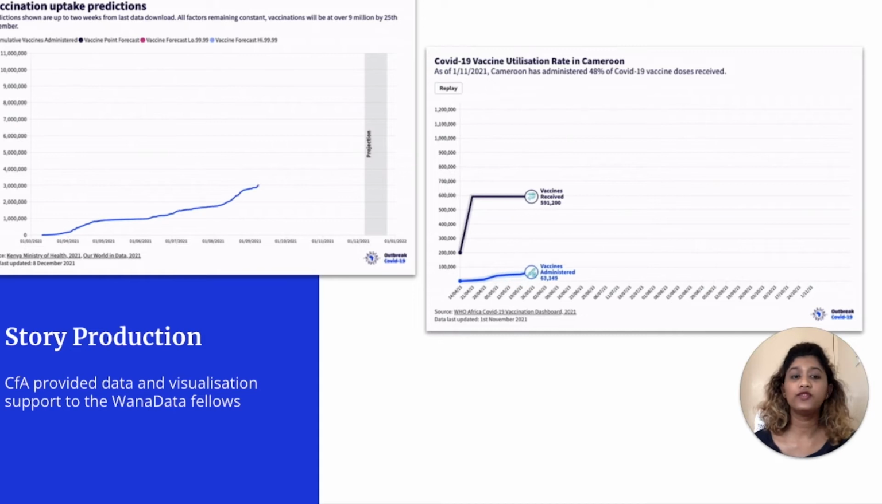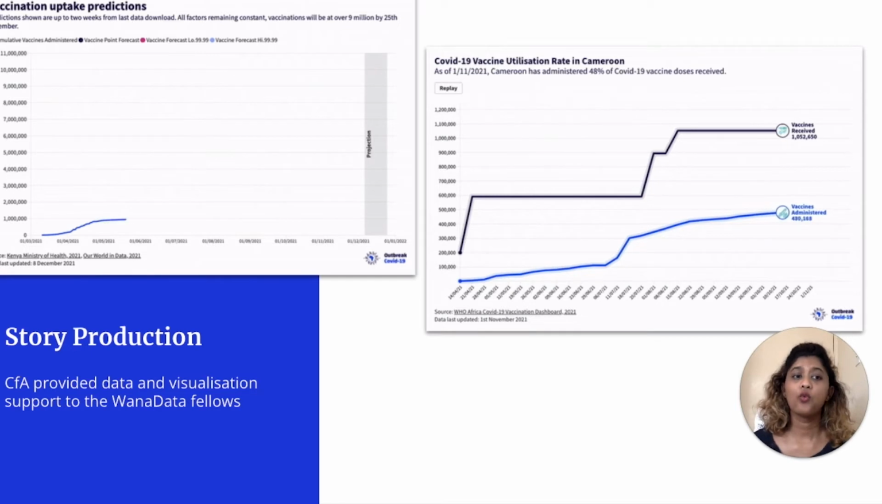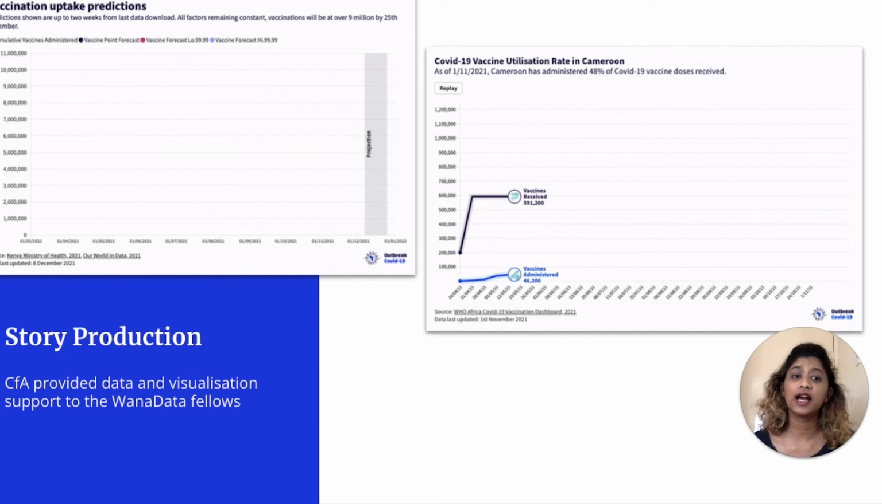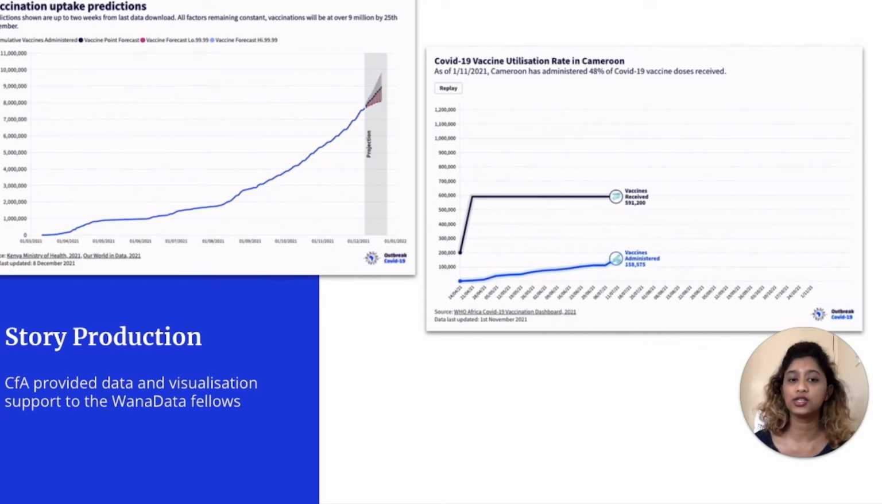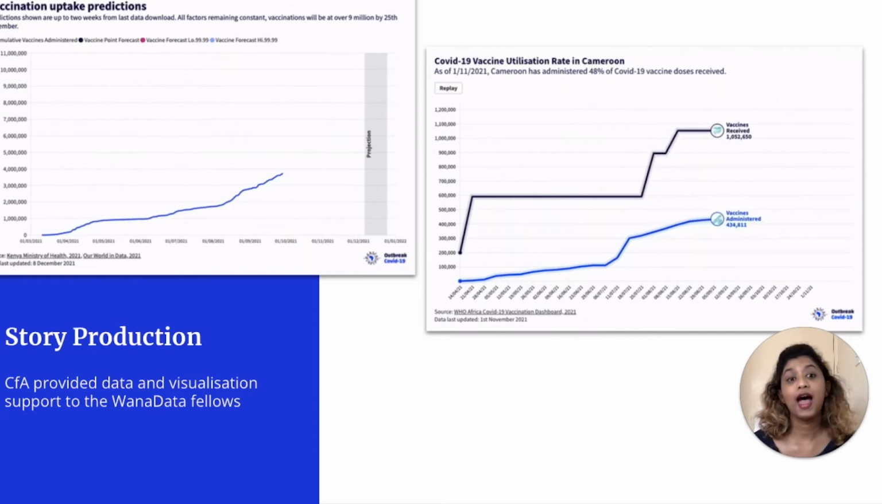CFA's team of data analysts supported the Wonder Data Fellows with interactive visualizations created on Flourish and Datawrapper. The visualization on the left was created for a data journalist in Kenya. She conducted an analysis using R to predict the number of vaccinations that will be administered by the Kenyan government by Christmas. Her analysis was within the range of the actual uptake.